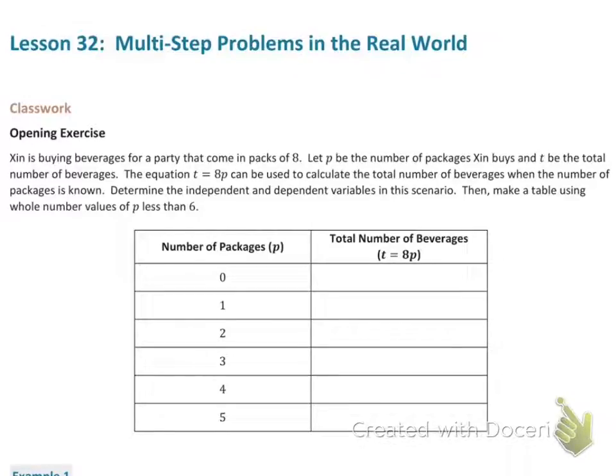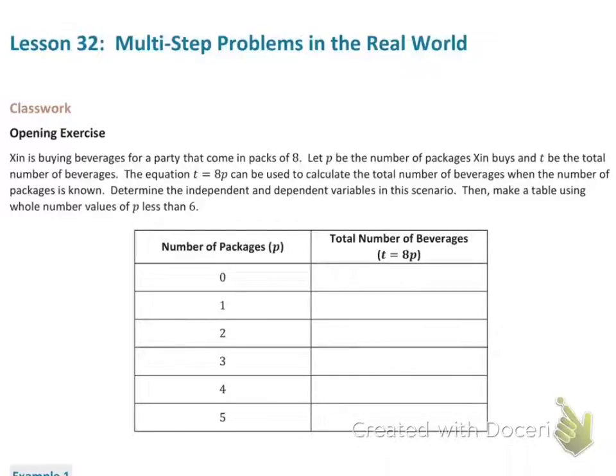In the opening exercise, we have a situation. Let's read what we have. Zin is buying beverages for a party that come in packs of 8. Let P be the number of packages Zin buys, and T be the total number of beverages. The equation T equals 8P can be used to calculate the total number of beverages when the number of packages is known. Determine the independent and the dependent variables in this scenario, and then make a table using whole number values of P less than 6.